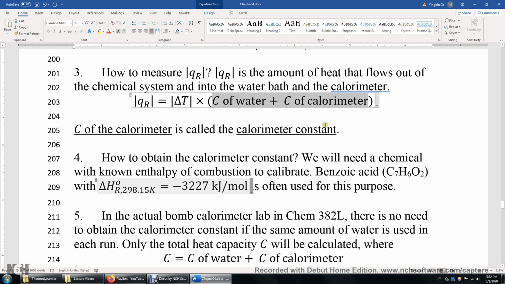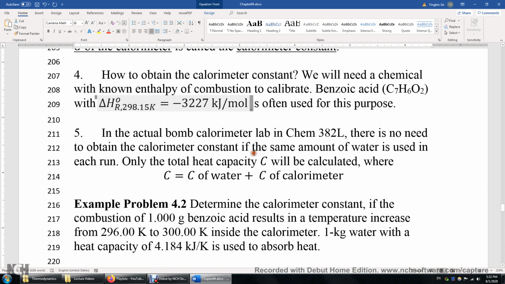Typically, it's benzoic acid. So in the actual bomb calorimeter lab, we don't usually determine the C of the calorimeter separately, because we're going to just use benzoic acid to determine this C, the sum or the total heat capacity. That's it. And then we just need to use this C to determine the internal energy of combustion of an unknown compound. But make sure we use the same amount of water in every single trial. That's important, so that this C remains unchanged.